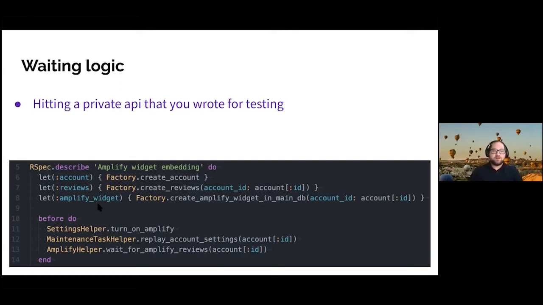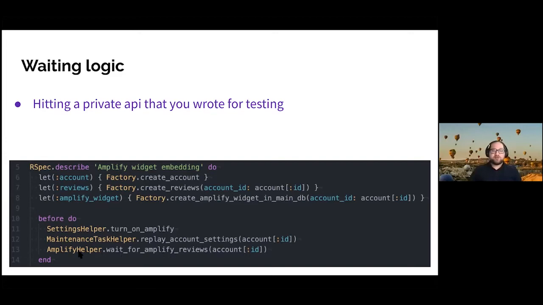And so line 11, we're turning on Amplify in the test. Line 12, we're doing something called replay account settings. The idea there is when you're in an environment and you turn on Amplify in the front end, that starts the process under the hood of moving data over to Amplify so that it's available for the widgets. Since we are just turning on Amplify from the database, none of those lifecycle messages get kicked off. So again, we're doing them manually. We're running those lifecycle messages here with the maintenance task helper.